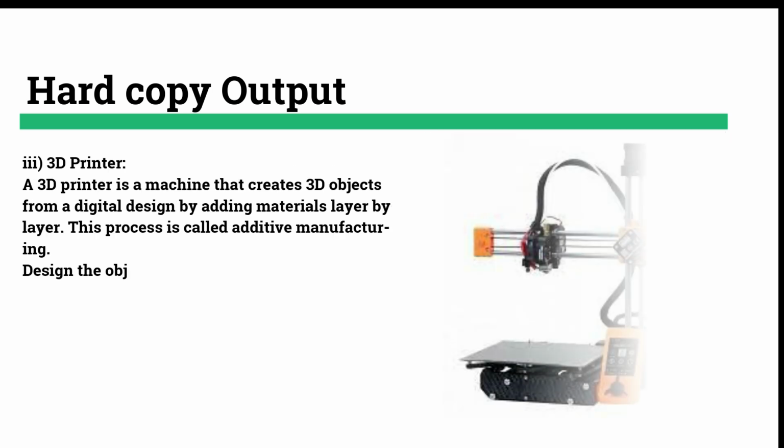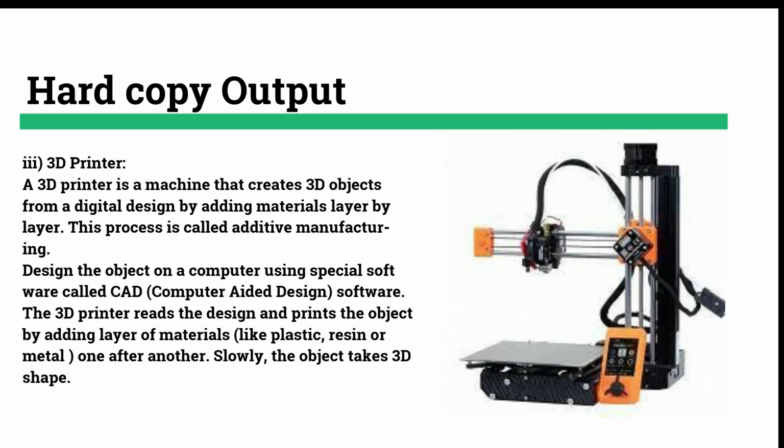3. 3D printer. A 3D printer is a machine that creates 3D objects from a digital design by adding materials layer by layer. This process is called additive manufacturing. Design the object on a computer using special software called CAD, Computer Aided Design software. The 3D printer reads the design and prints the object by adding layers of materials like plastic, resin or metal one after another. Slowly, the object takes 3D shape.